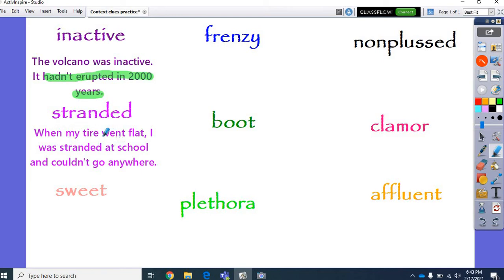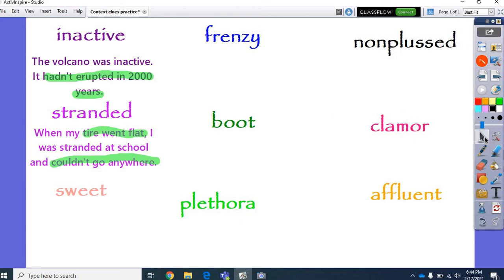So, okay, your tire's flat. I know that. And you were stranded at school and you couldn't go anywhere. Oh, so the tire's flat. The car won't move, right? So I can't go anywhere. Stranded must mean that you couldn't go anywhere. You're stuck. You can't get anywhere. So yeah, stranded means you are stuck somewhere and you can't go anywhere else. Awesome. Like when you're stranded on an island if your ship sinks or something. Yeah, you couldn't go anywhere else. You're stuck there. Awesome.